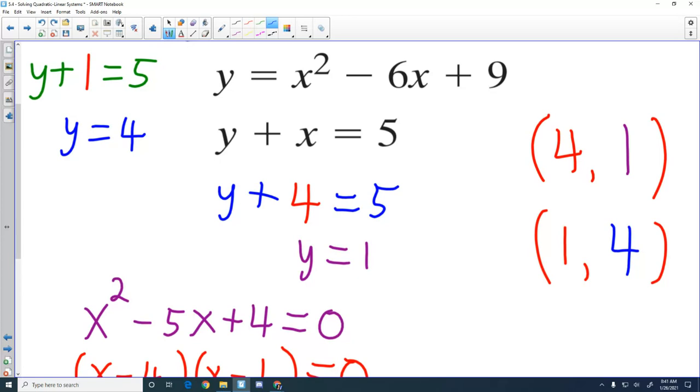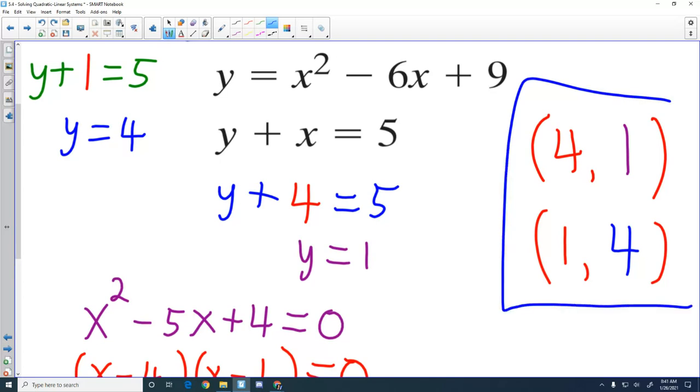That's just a little coincidence that these x and y's are flip-flops of each other. That's not always going to be true. So don't always just flip them and say, oh, that's got to be the answer. Nope, that's just a random coincidence this time, that it's 4, 1, and 1, 4. But you can box those up. Those are our final solutions.